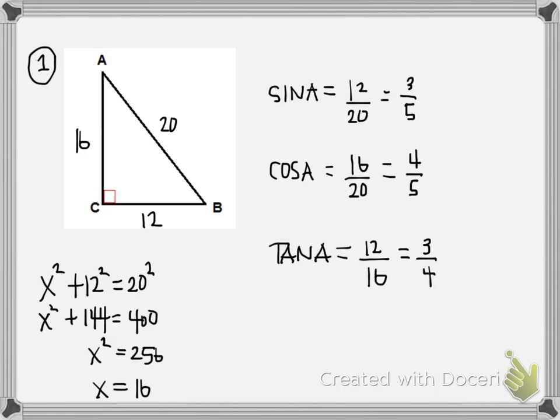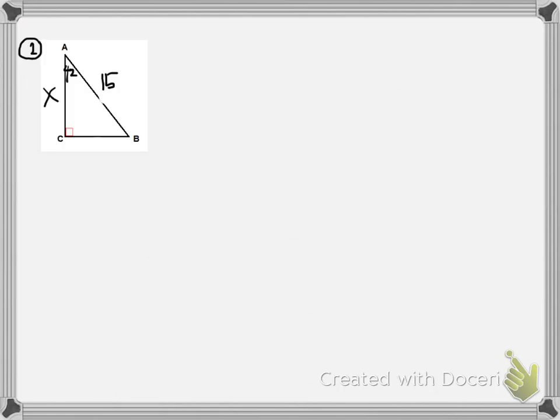Okay, so let's do another example here. Here I want to find x by somehow doing a trig ratio. What I know is that I know my hypotenuse, and I know the side that is adjacent to the angle. So that is cosine. So I can say cosine of 42 is going to be equal to x over 15.